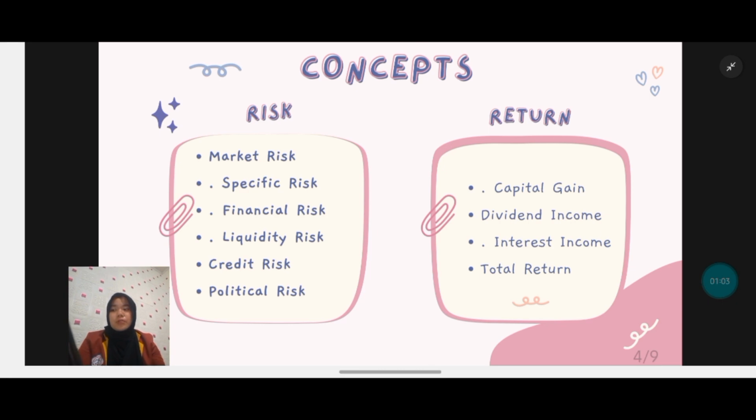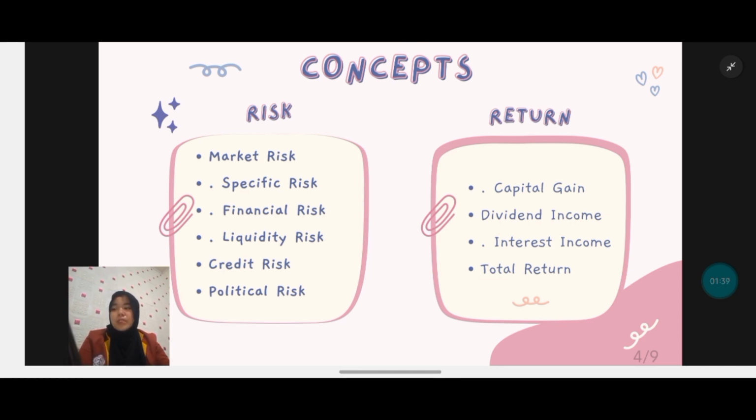Risk refers to the uncertainty or variability of return associated with an investment. There are various types of risk including: Number 1, market risk, also known as systematic risk. These risks arise from factors that affect the overall market, such as economic conditions, political events, and interest rate changes. Market risks affect all investments to some degree.